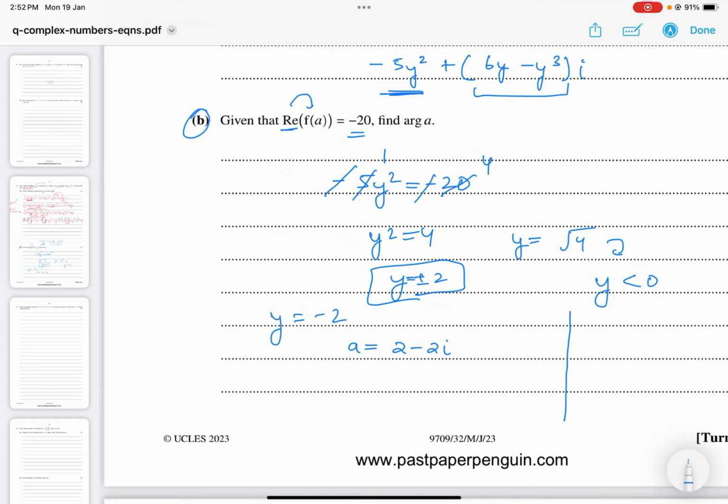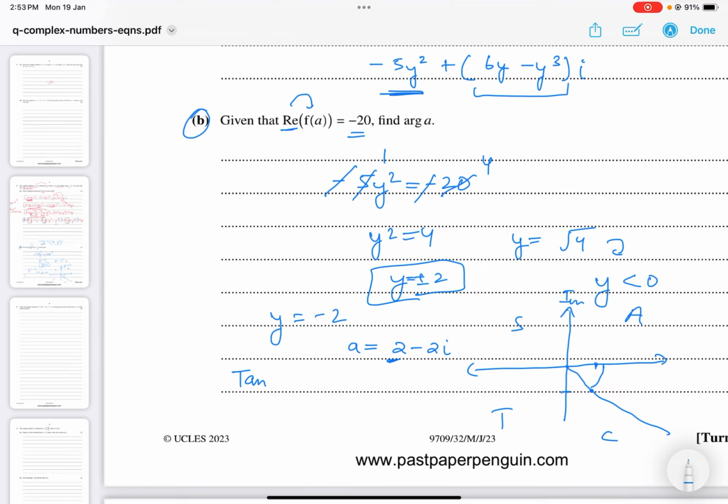If I try to locate it, 2, positive 2 for x, and for the imaginary axis it would be negative 2. So the point would be somewhat here. And we have to calculate this angle. Now tell me, in the fourth quadrant, how can we calculate the argument?